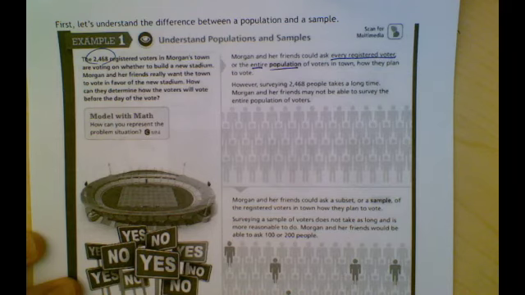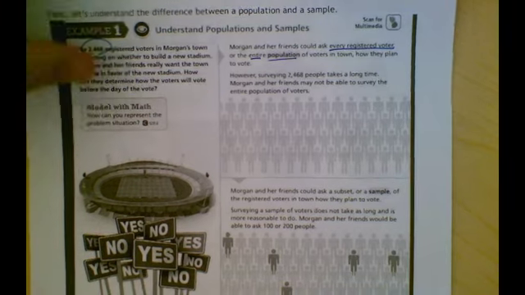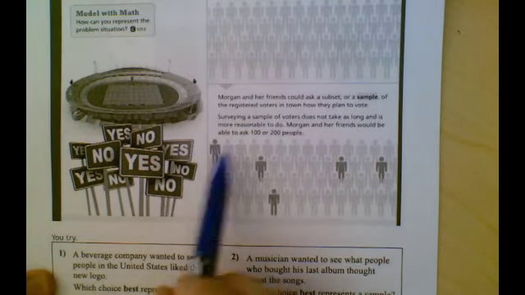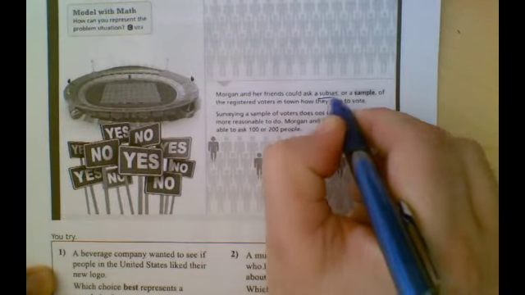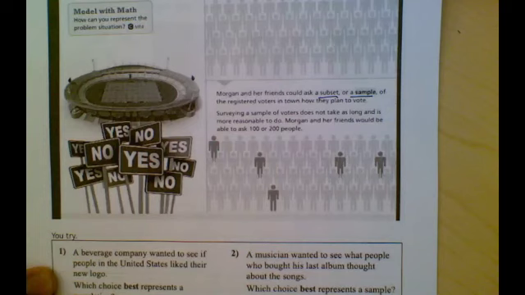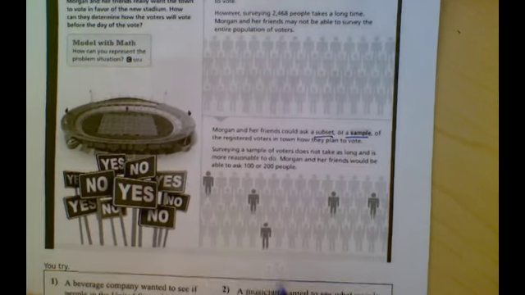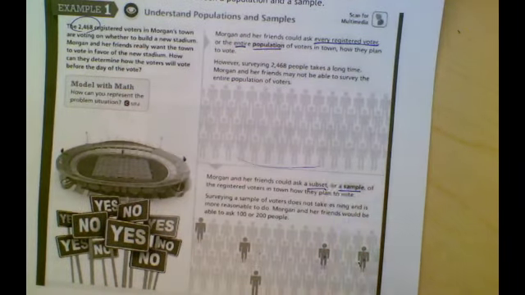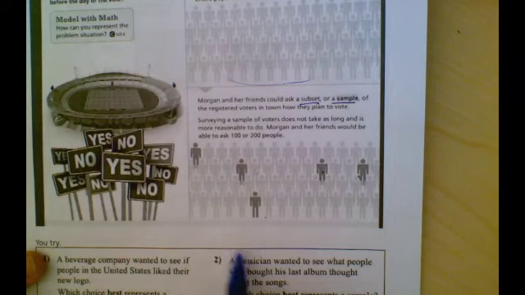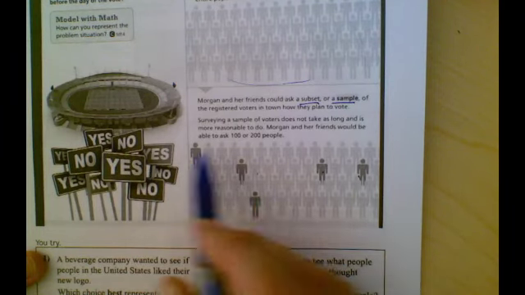So what Morgan and her friends might want to do instead is sample. They might want to talk to a sample. So Morgan and her friends could ask a subset or a sample of the registered voters how they plan to vote. So a sample is just a smaller group of the whole population. And these people in the smaller group here are being used to represent the people in the larger population without actually talking to every single person in the population.